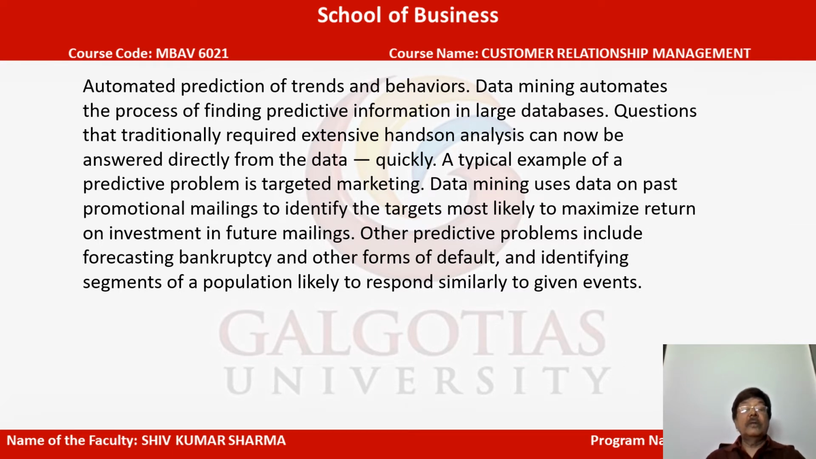If we talk about automated prediction of trends and behaviors, this is also considered as capabilities. Data mining automates the process of finding predictive information in large databases. Questions that traditionally required extensive hands-on analysis can now be answered directly from the data quickly. A typical example of a predictive problem is targeted marketing.